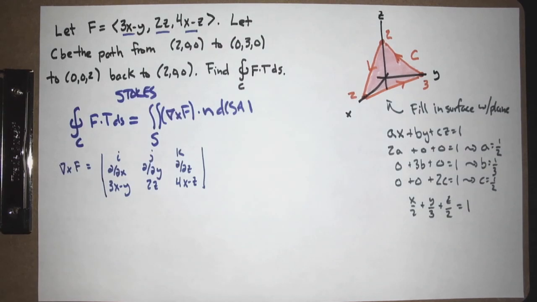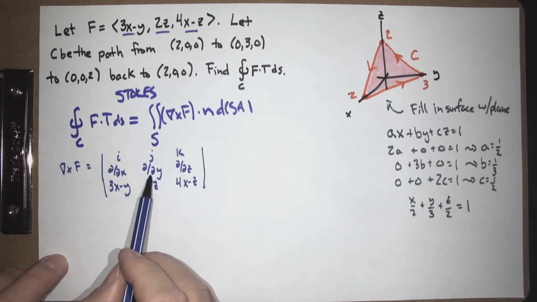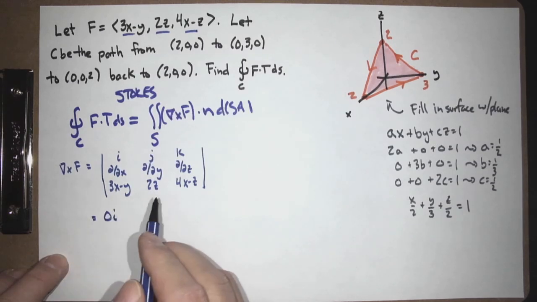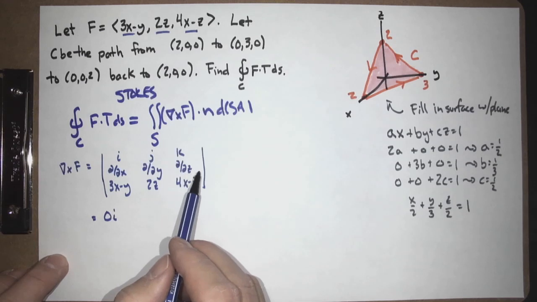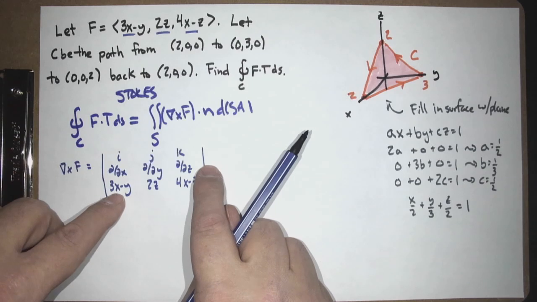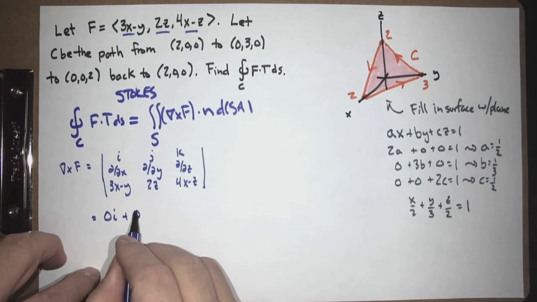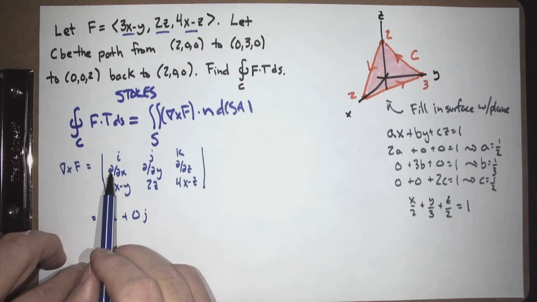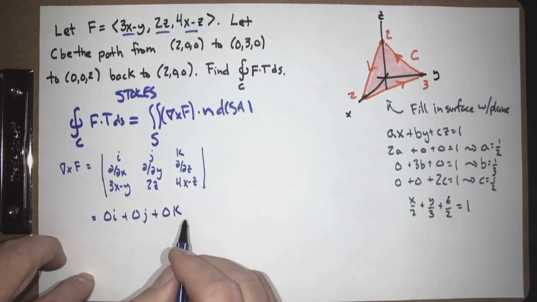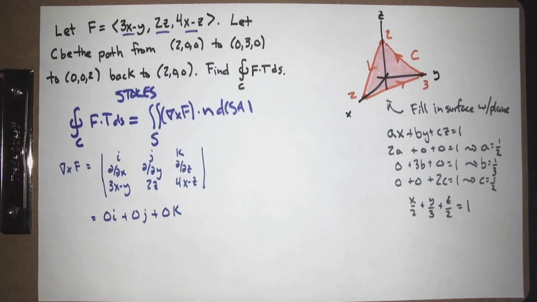All right. And now we start doing our downs and our ups. So going down, i, partial y of 4x minus z. 0. There's no y terms. Well, that's convenient. j, partial z of 3x minus y. So what's the derivative with respect to z of 3x minus y? 0. Then we have k, partial x of 2z, which is 0. All right. Don't worry, it won't all be 0. We'll have to do work, I think.